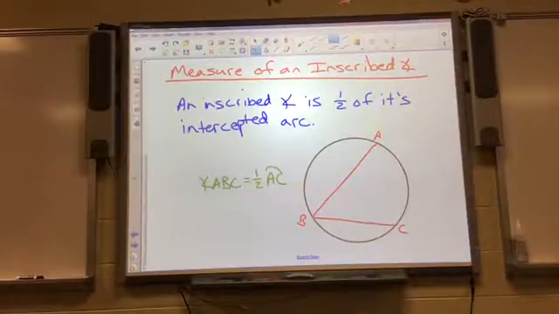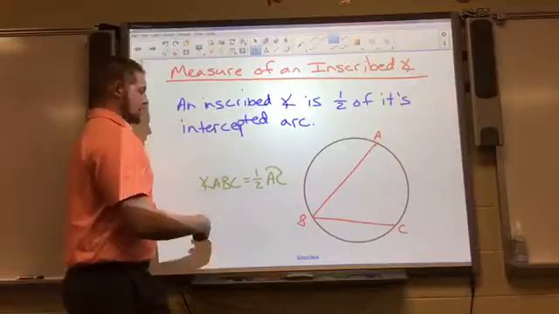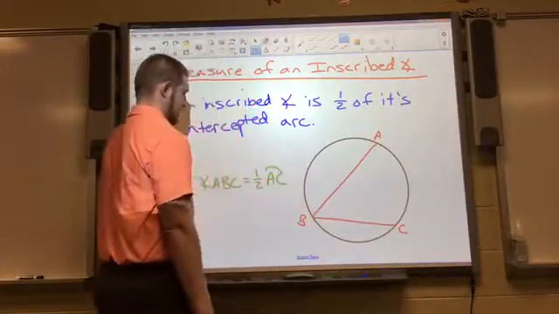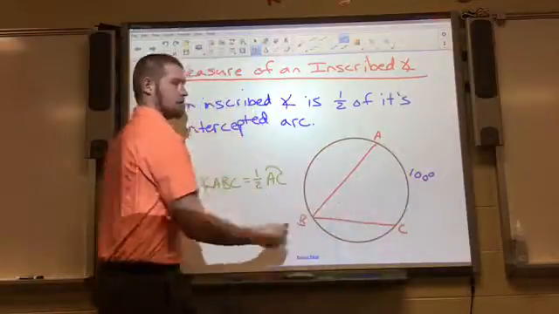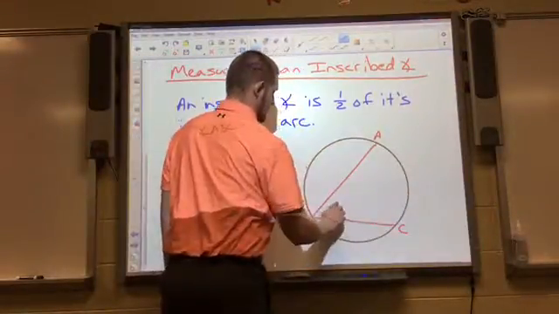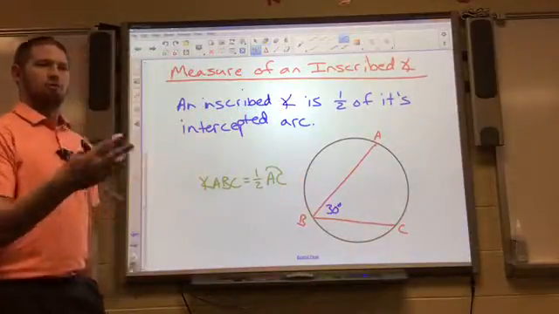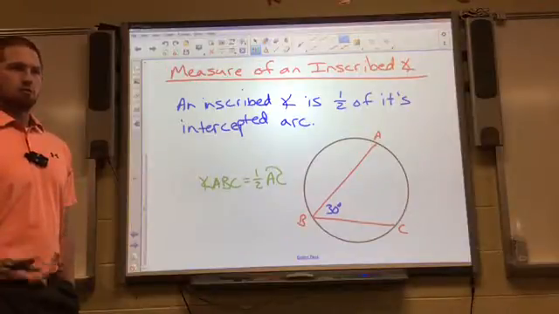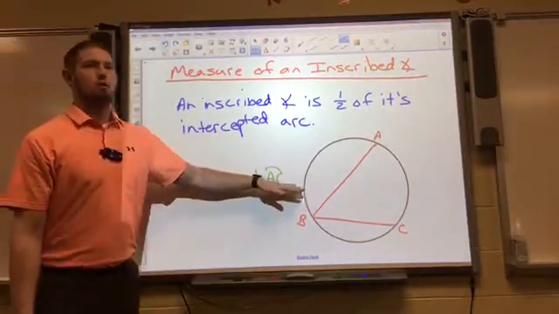Taylor? Will it give us the arc? Well, that's what we're going after. So it's going to give you different things at different times. So if it tells you that the arc is 100 degrees, what's the angle? 50. If it tells you that the angle is 30 degrees, what's the arc? 60. Okay, it'll give you both directions. Okay, good question.